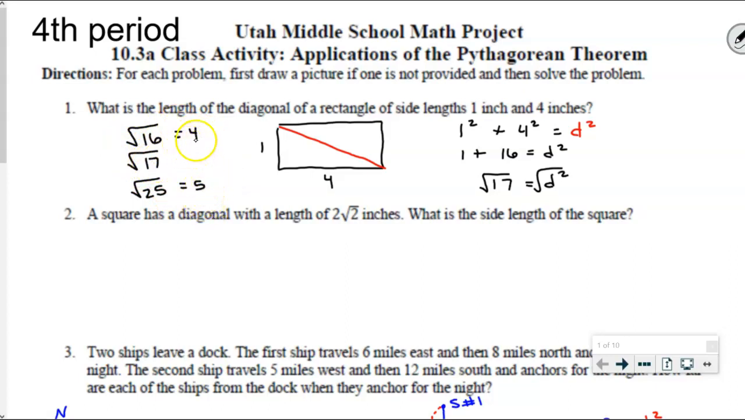Would you say it's closer to 4, like 4.1 or 4.2, or would you say it's closer to 5, like 4.9 or 4.8? We don't know for sure because we haven't typed it into our calculator, but could we estimate that it's probably going to be closer to 4 than 5? Okay, so what's your guess?